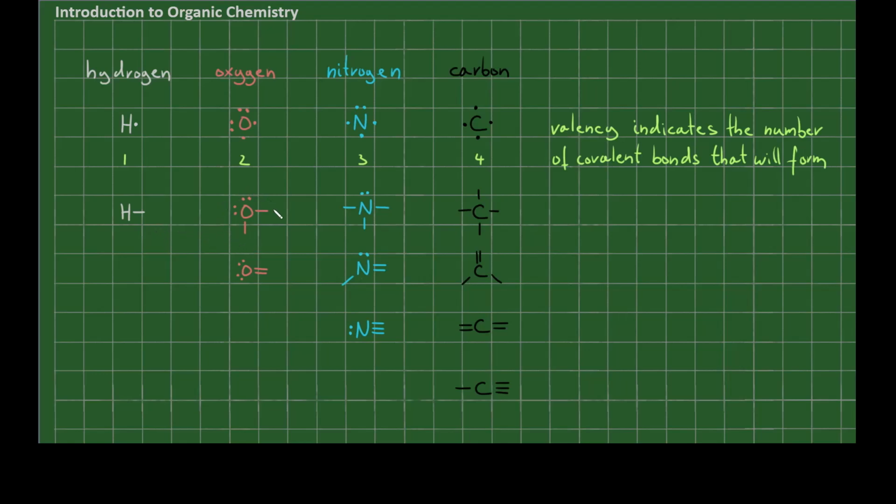In case of oxygen, there are 2 options: an oxygen with 2 single bonds or an oxygen with a double bond. Nitrogen has 3 options: nitrogen with 3 single bonds, nitrogen with a single bond and a double bond, and a nitrogen with a triple bond. Carbon with valency of 4 has 4 options. I could have 4 single bonds, 2 single bonds and a double bond, 2 double bonds, and finally a single bond and a triple bond.